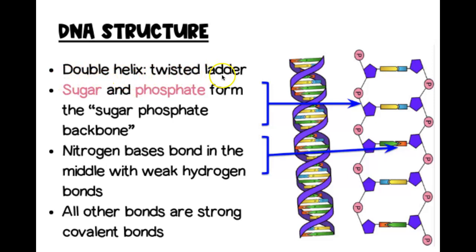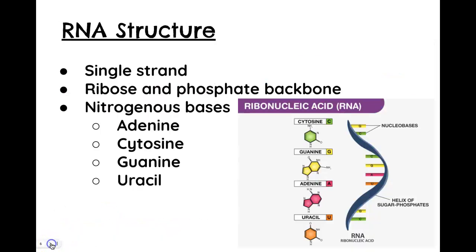DNA structure is a double helix. We call it a twisted ladder. The sugar and phosphate form the sugar-phosphate backbone, which is right here. Here's our backbone. Nitrogen bases bond in the middle with a weak hydrogen bond, so right here in the middle, and then all other bonds are strong covalent bonds.